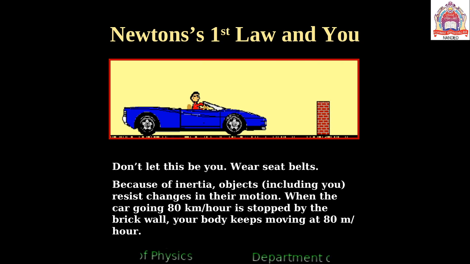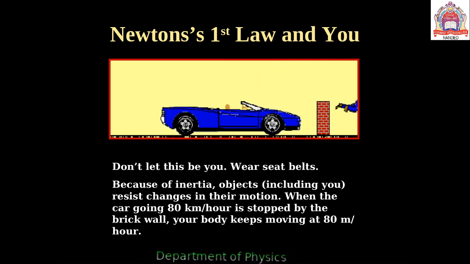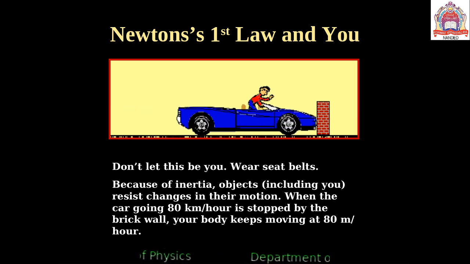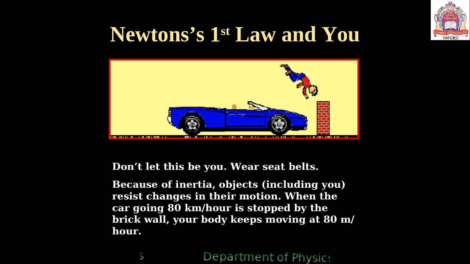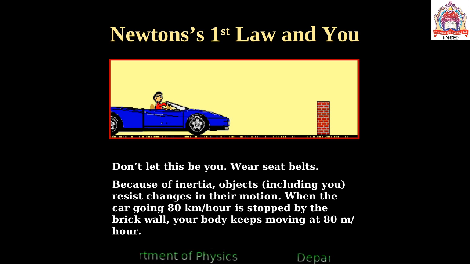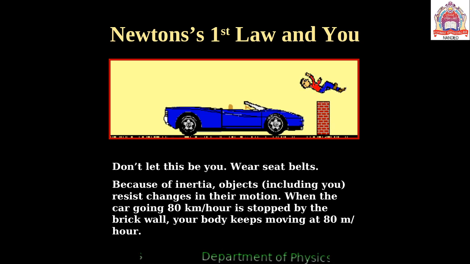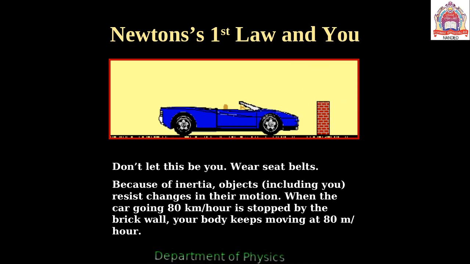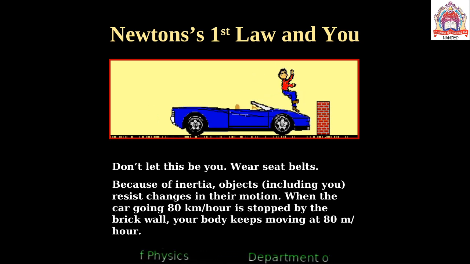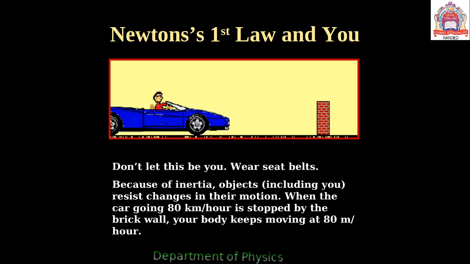This is an example of Newton's first law. Don't let this be you. Wear seat belts, because if you are not wearing the seat belt, you are thrown out of the car when an accident takes place. Because of inertia, objects, including you, resist changes in their motion. When the car going 80 km per hour is stopped by a brick wall, your body keeps moving at 80 kilometers per hour.